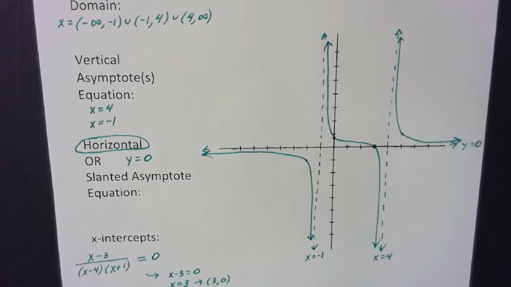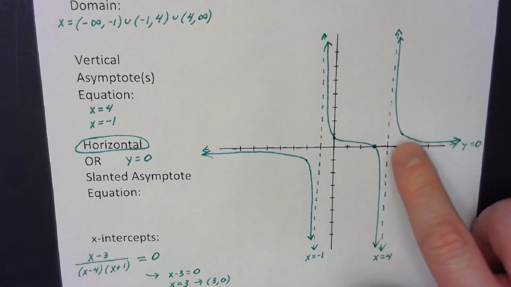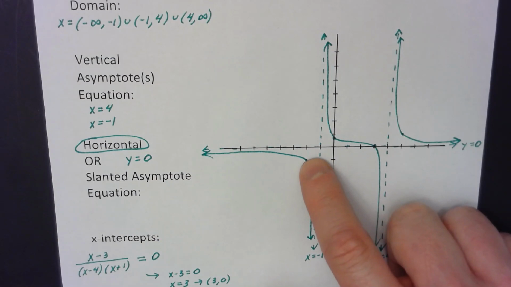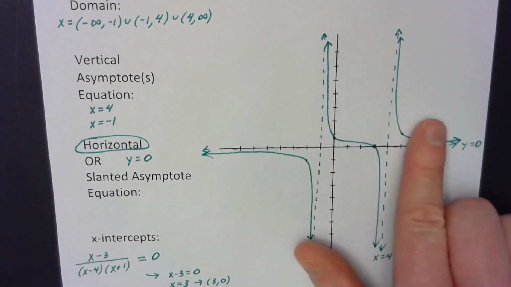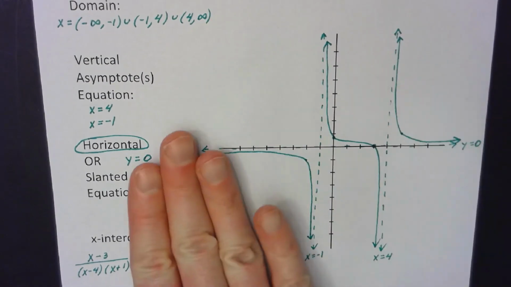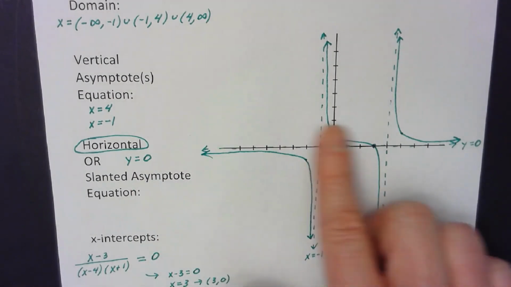Gorgeous graph there. Now, could you plug in a value to the right of 4 if you wanted, or to the left of negative 1? You certainly could. There's no need to, though, guys. Once you understand the properties of rational functions, you should be able to draw this in without plotting points in this region or this region. You should just be able to get it from your x and y intercepts.